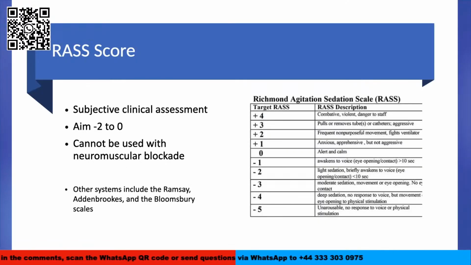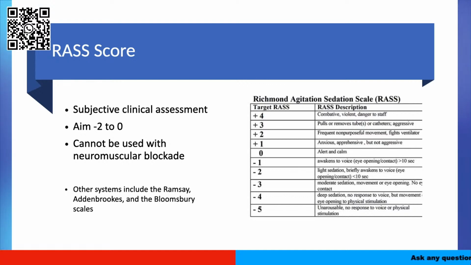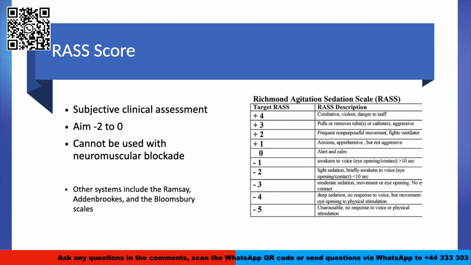One commonly used sedation scoring system is the RASS score, or Richmond Agitation Sedation Scale. It is a subjective clinical assessment which can be done multiple times throughout the day and is based around a 10-point scale that ranges from +4, combative, violent and dangerous, to -5, unrousable.